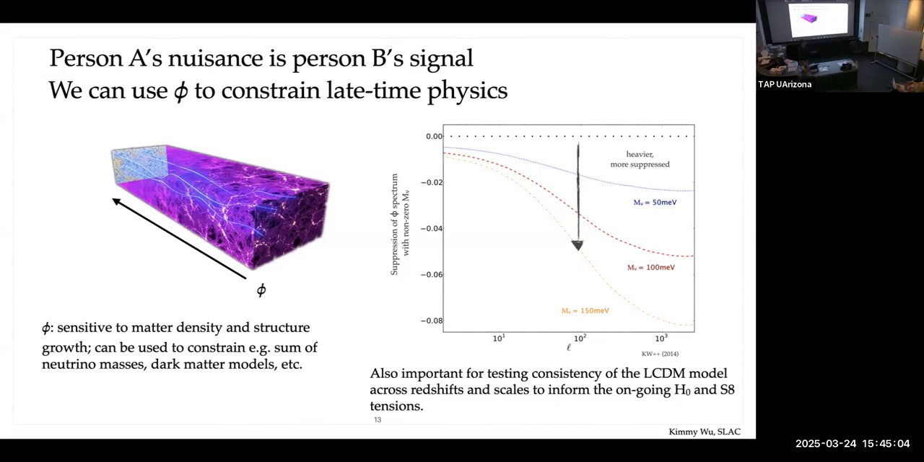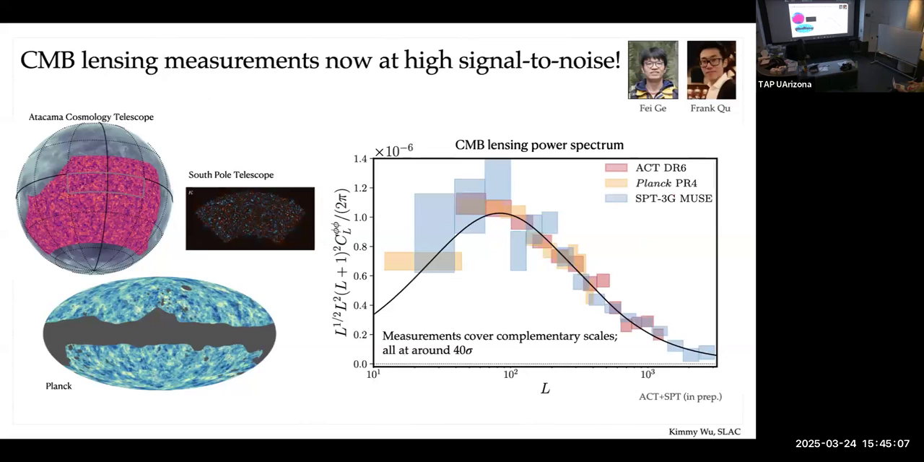One thing that I'd like you to take home from today's talk, if nothing else, is that the CMB lensing measurement is now at high signal to noise. These are the three premier CMB lensing measurements we have in the field, from the Planck satellite, from the Atacama Cosmology Telescope, and from the South Pole Telescope. The red, yellow, and blue boxes are the band powers from the three experiments. The signal to noise of each of their individual measurements is around the 40 sigma level, and combined together, it will be around 60 sigma.